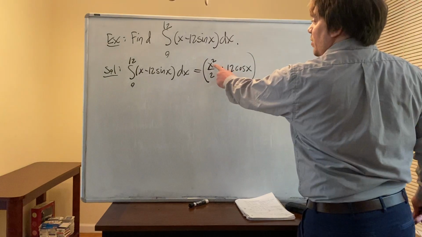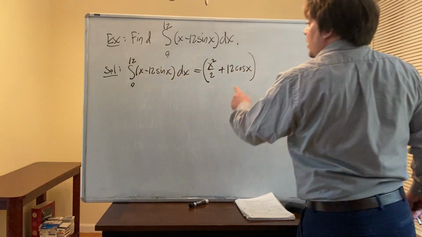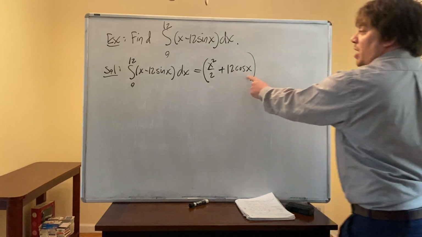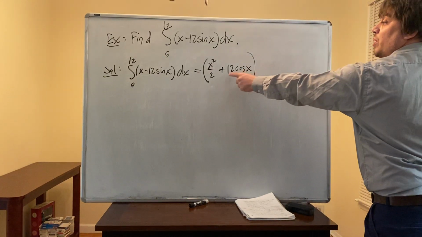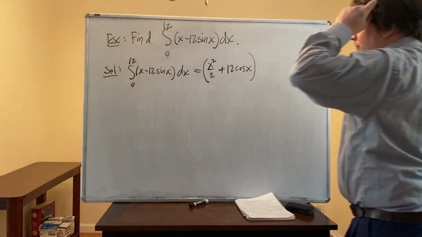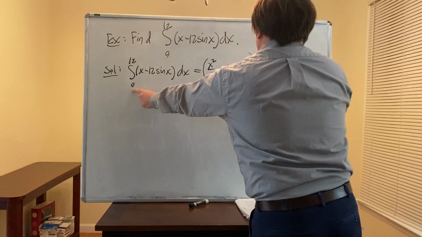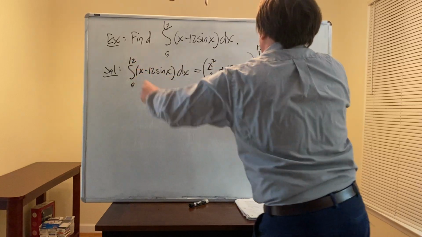The derivative of x squared over 2 is 2x over 2, which is x. The derivative of 12 cosine x is 12 times the derivative of cosine x, which is 12 times negative sine x. That's negative 12 sine x there. So this is the antiderivative of that integrated function, and you evaluate from the lower limit of the definite interval to the upper limit of the definite interval.